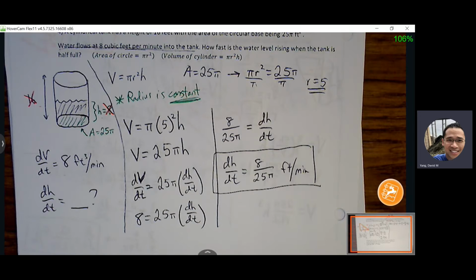Okay. And then I was just wondering how to use L'Hopital's rule if it goes to infinity. For infinity, just use the old rules. Just compare degrees. Don't use L'Hopital's for infinity.